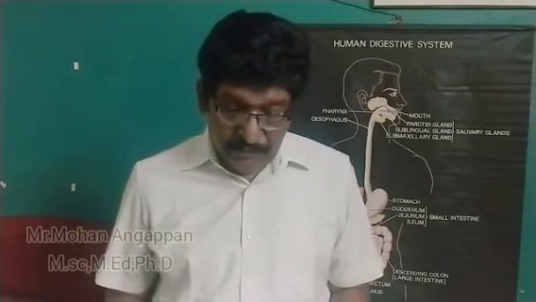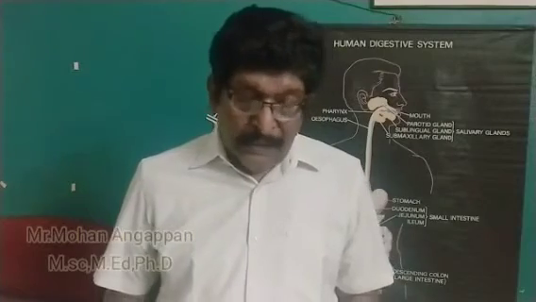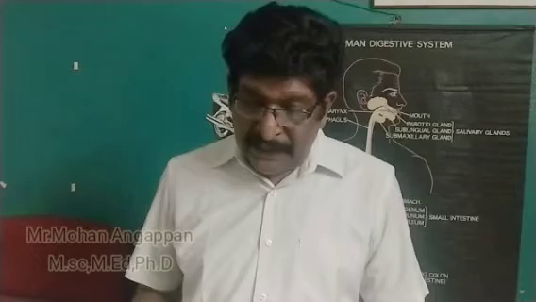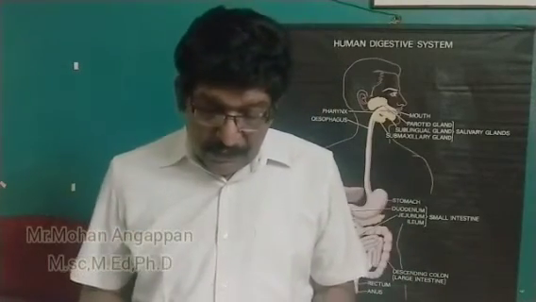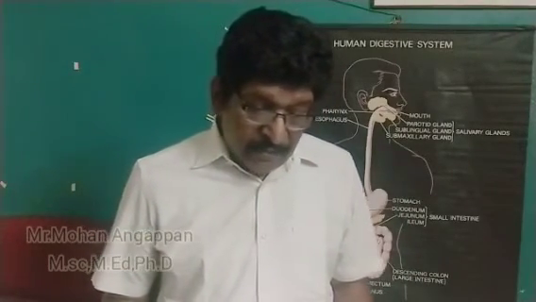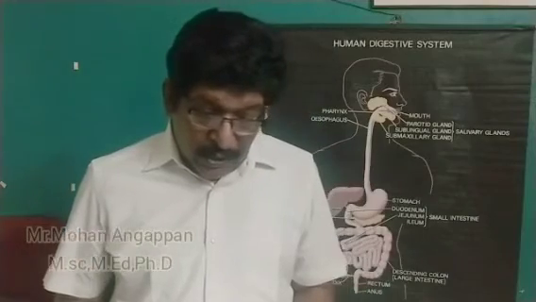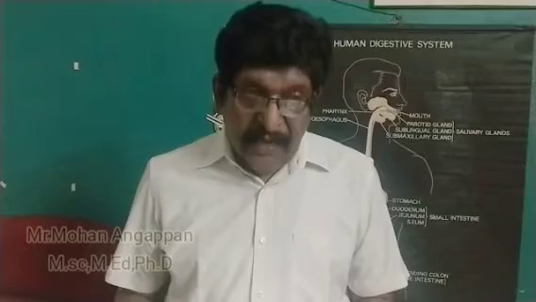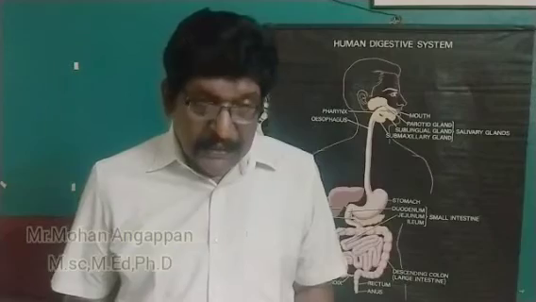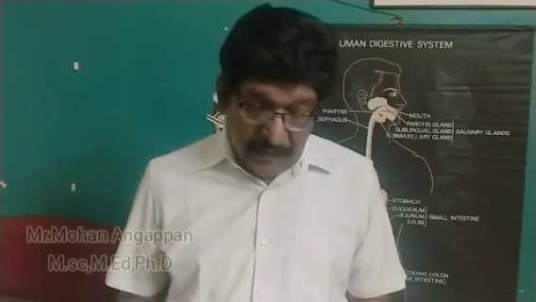Peptic ulcer, two types, duodenal peptic ulcer in the duodenum and gastric peptic ulcer in the stomach. Eroded area of the tissue. What do you mean by the ulcer? Actually, the lining of the stomach and duodenum are eroded. It is actually caused by the bacterium Helicobacter pylori.